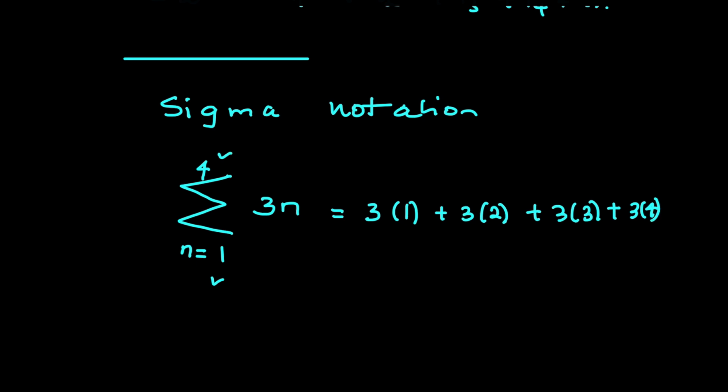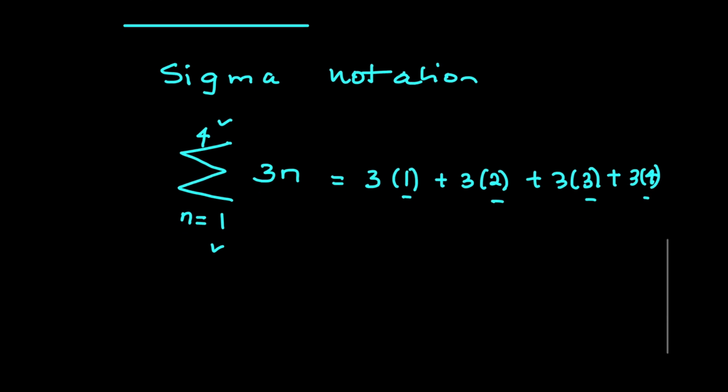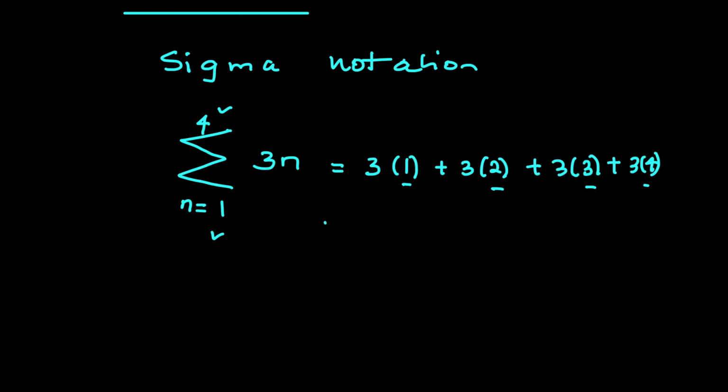And I want you to take note that n increases by 1. So let's actually do that. 3 times 1 is 3. 3 times 2 is 6. 3 times 3 is 9. 3 times 4 is 12. If you just count this, 3 plus 6 is 9, 9 plus 9 is 18, and 18 plus 12 equals 30.